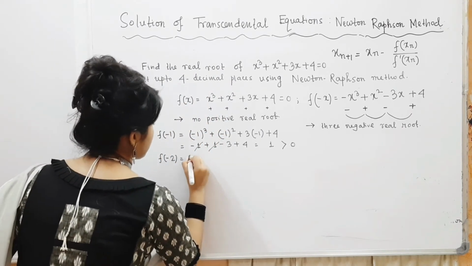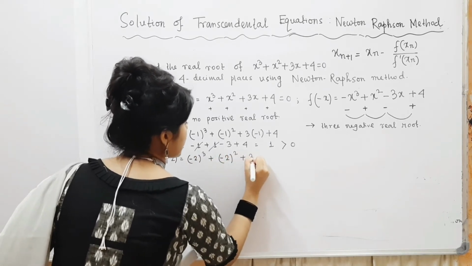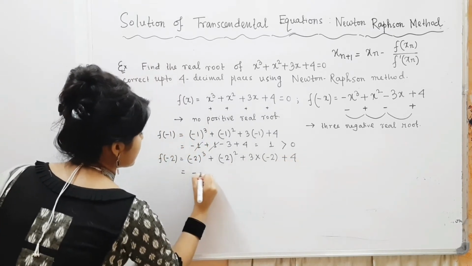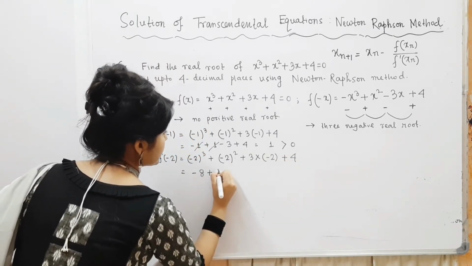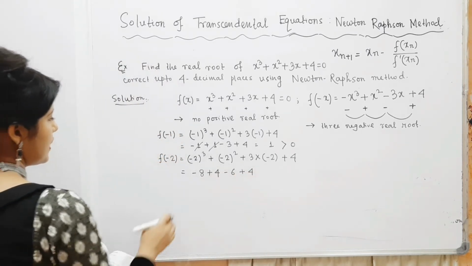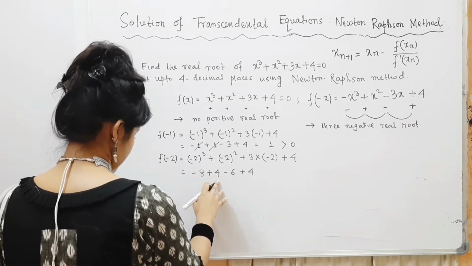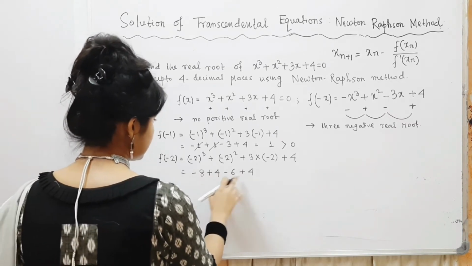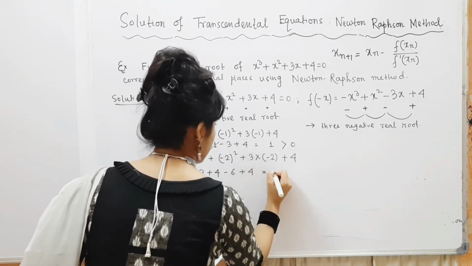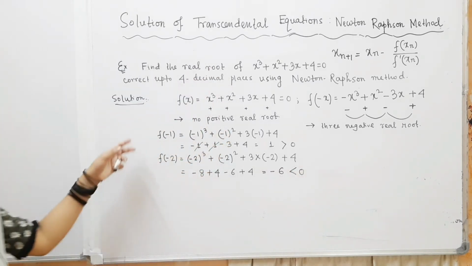So this is minus 2 whole cube plus minus 2 whole square plus 3 into minus 2 plus 4. Therefore this will give you minus 8 plus 4 minus 6 plus 4. So it will give you minus 14 plus 8, which is minus 6, and this is obviously less than 0.